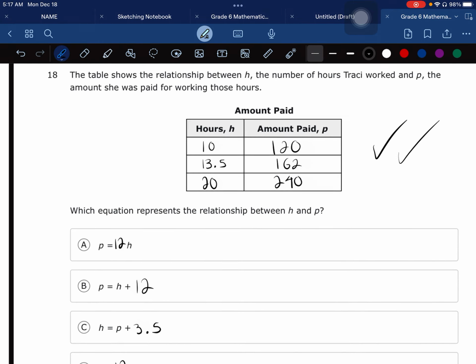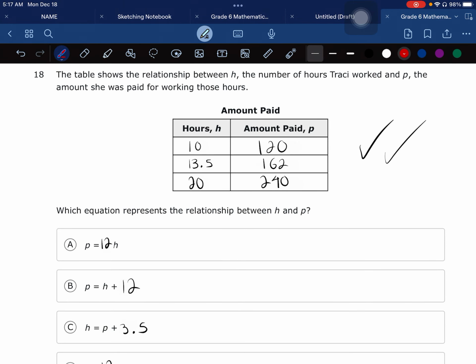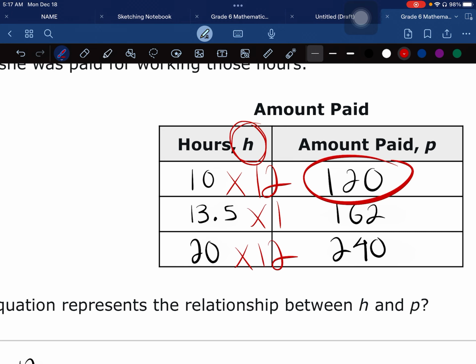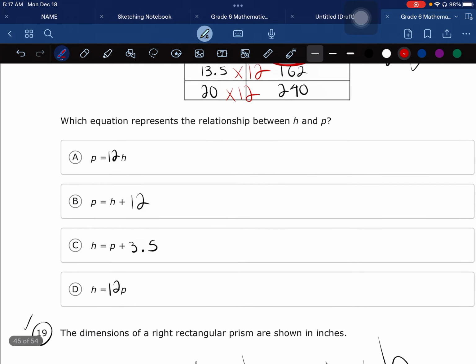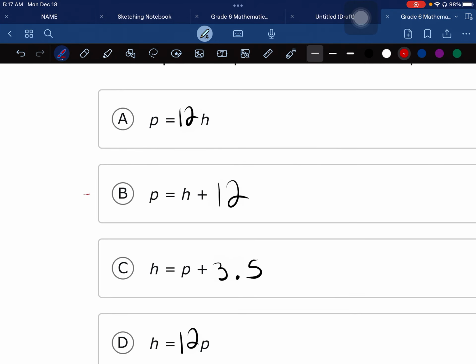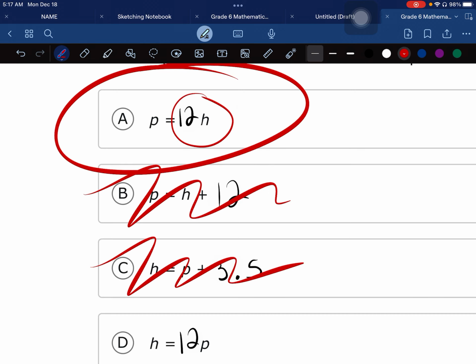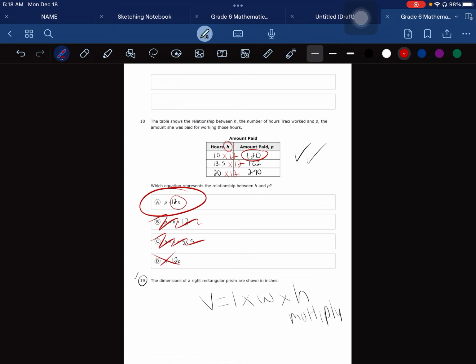18, chicos. What are you multiplying by? ¿Por qué estás multiplicando? Well, you're multiplying the h times 12. And you can assume this one is times 12. So which one is multiplying H by 12? This is my answer.